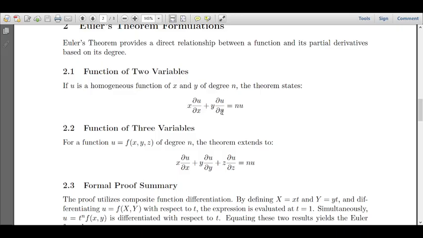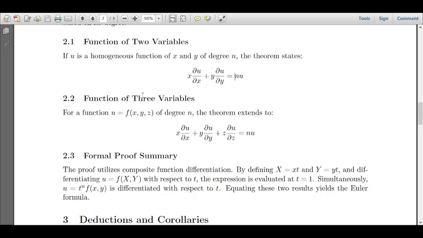x and y are independent variables, and the corresponding partial derivatives are dou u by dou x, dou u by dou y. So take the products of independent variables along with its partial derivatives, and take the sum: x dou u by dou x plus y dou u by dou y equal to nu. What is this n here? This n is the degree of the homogeneous function f of x y.